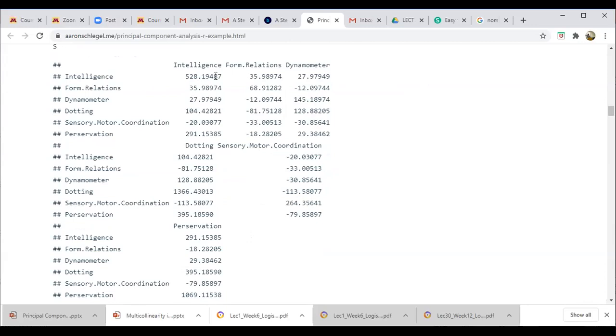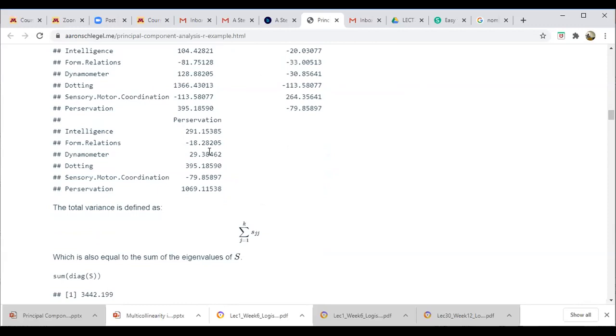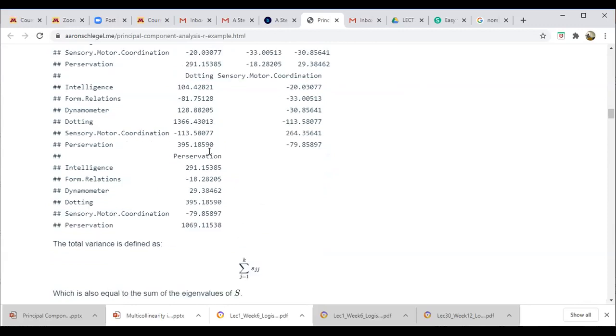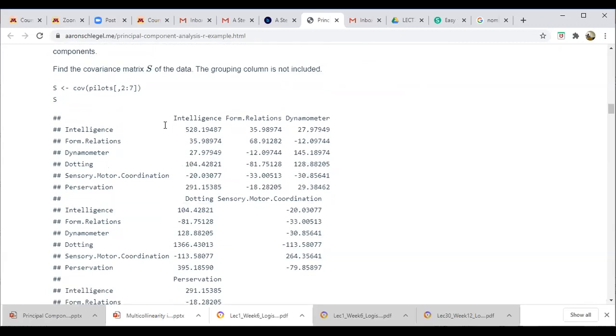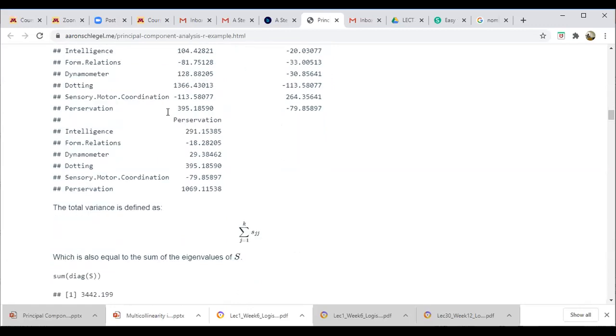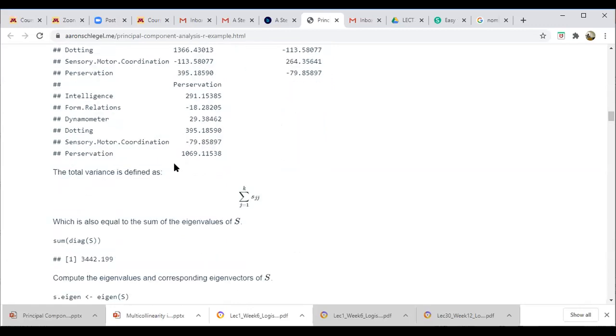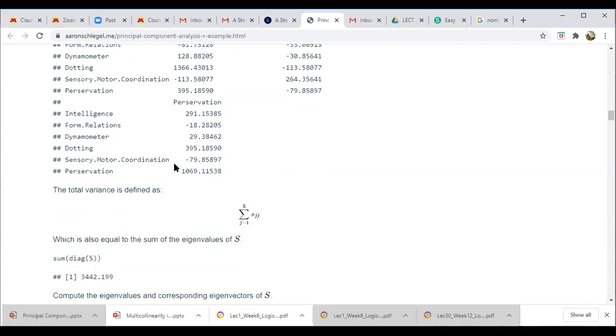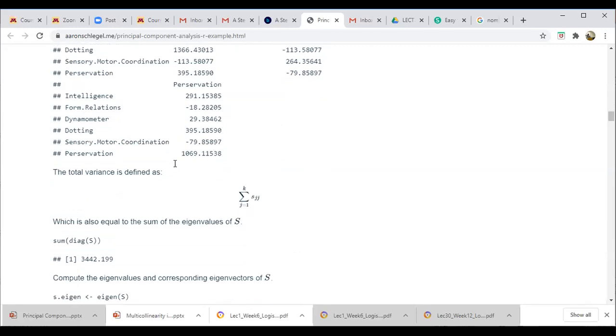Let me tell you, if you count 1, 2, 3, 4, 5, 6, it's going to be 6 by 6. What I'm showing you right now is a 6 by 6 matrix. Now after having the variance covariance, I want you to see something. Like I said, you get your variance covariance, and after that, you remember the other time, you're going to obtain the eigenvalues and the eigenvectors.